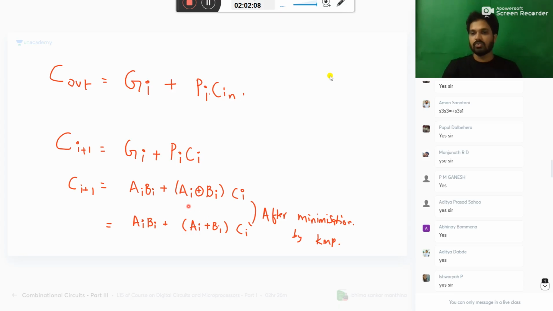So different textbooks will follow different terminology. So don't worry about your exam. I will show you what to do in the exam. Okay, is it clear? In the place of propagate, some people will take XOR, some people will take OR gate. Both are correct.